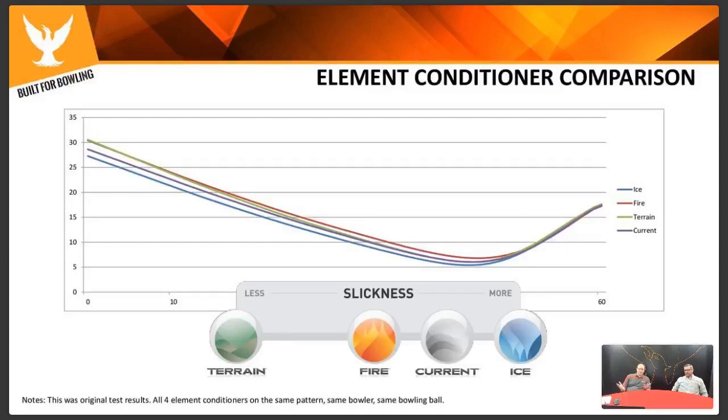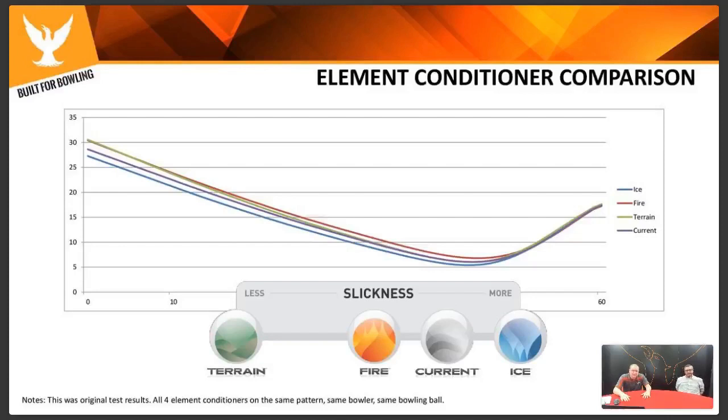No question. And obviously, fire and ice were the first two Element series conditioners that we came out with, and they were on separate ends of the spectrum. Ice being slicker and fire being a little bit more friction or hooky, if you will. And since we've added current and terrain, terrain being our newest one, but ice, like you said, is going to be a little bit slicker. It can create a little wet-dry depending on the pattern. It's a little tricky in transition, quicker.